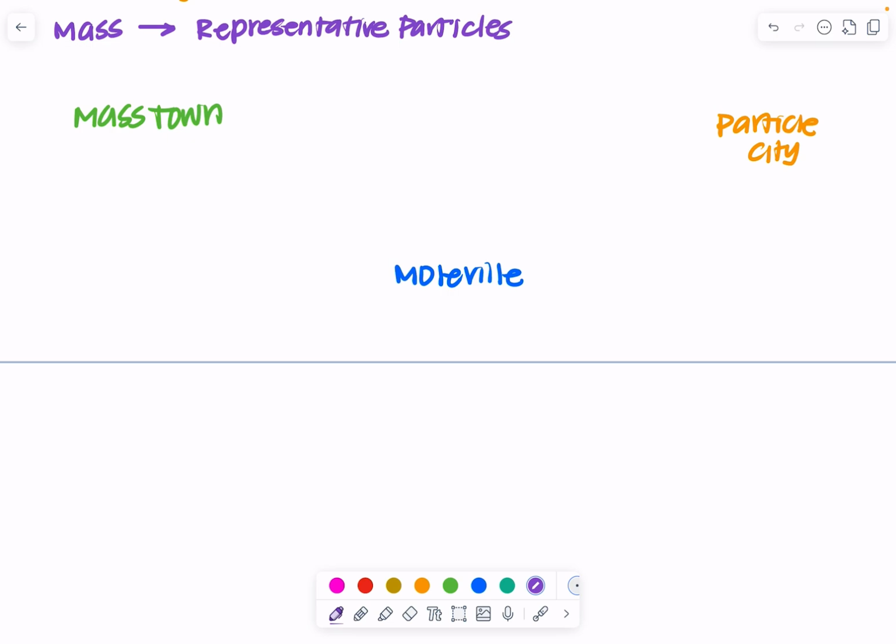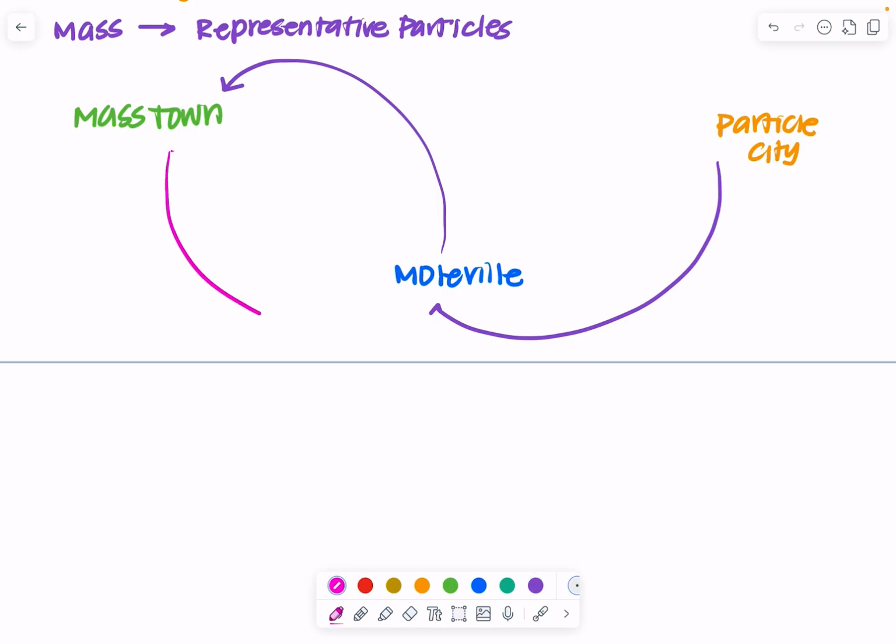Okay? So you cannot go straight from mass to particle or particle to mass. You have to go to Moleville and then to Masstown. And sort of vice versa. You would have to go to Moleville and then to Particle City in order for this to happen.